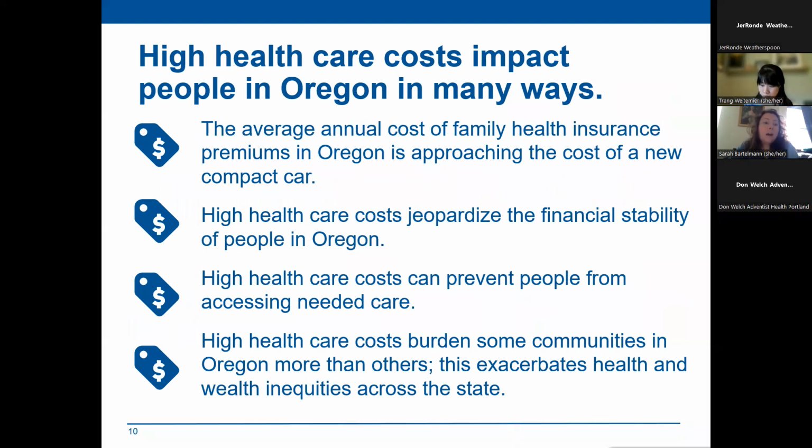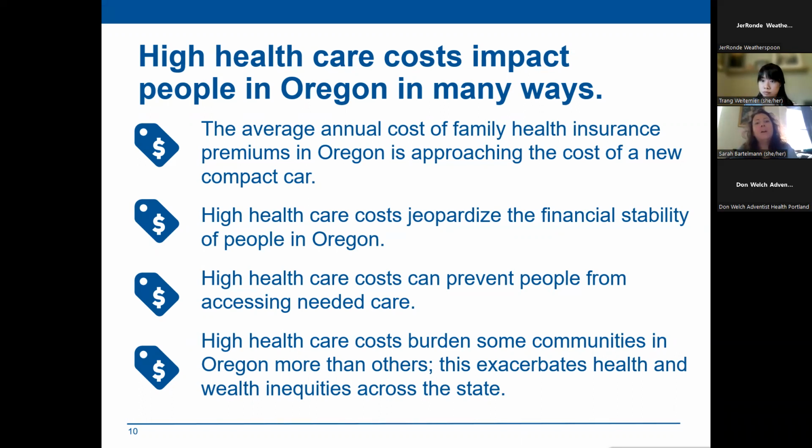We know that the high cost of healthcare is impacting people in Oregon in many ways. We know that having high healthcare costs jeopardizes financial stability for people. People have to choose between affording healthcare and affording other things, whether that's paying rent or food, filling a prescription. There are constant choices that people are being forced to make. If we look at the average annual cost of commercial health insurance premiums, both what the individual pays and what their employer pays, that average annual cost is approaching the cost of a new compact car. It's right up there around $20,000 annually. And that is a significant amount of money to ask people to pay.